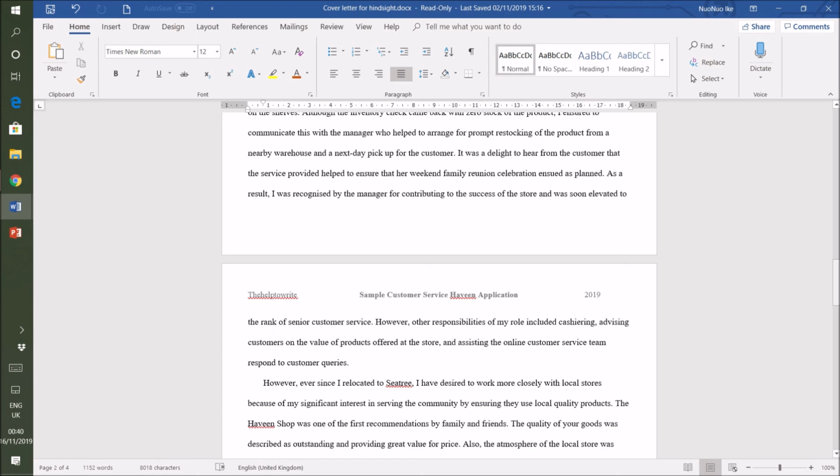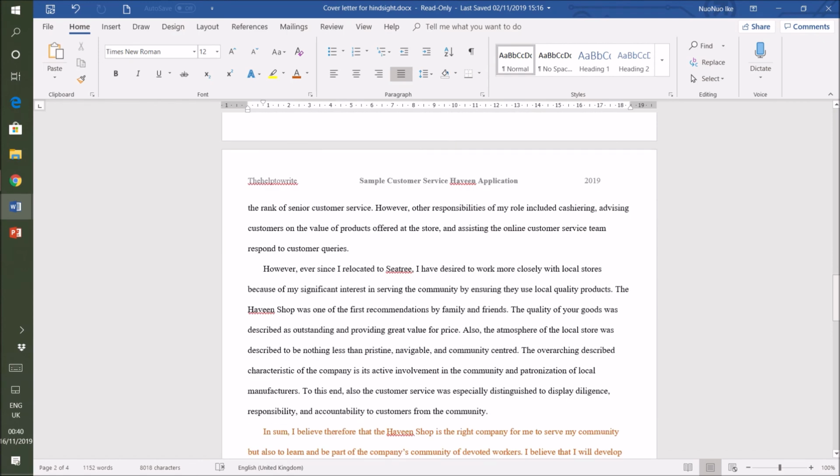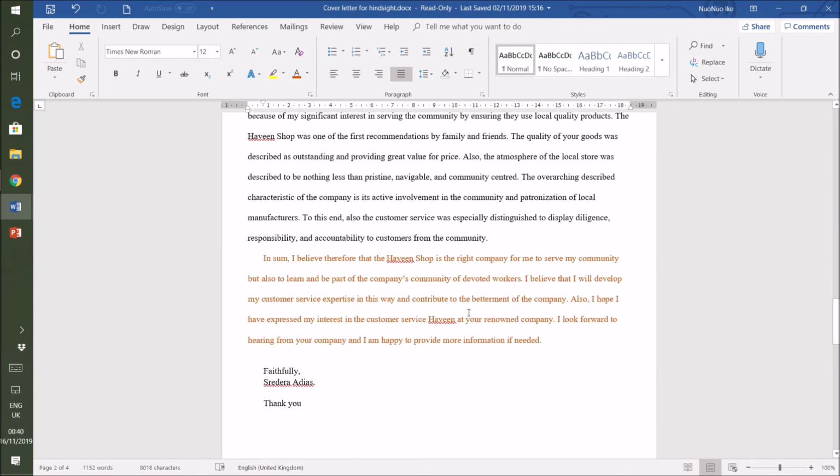And then in the last paragraph, I mentioned more into detail of why I want to work with that particular company. I value the company, I value my community, and so much more. And then in the conclusion, I mentioned that I believe that that company is perfect for me and that I will develop my customer service expertise, and I hope that I've expressed my interest enough, and I look forward to hearing from them. And I also ended with yours faithfully, my name, and a thank you.